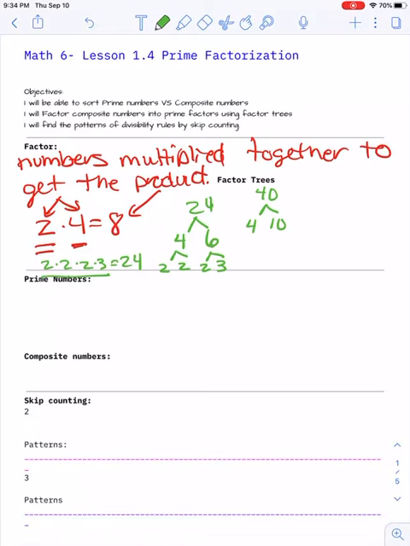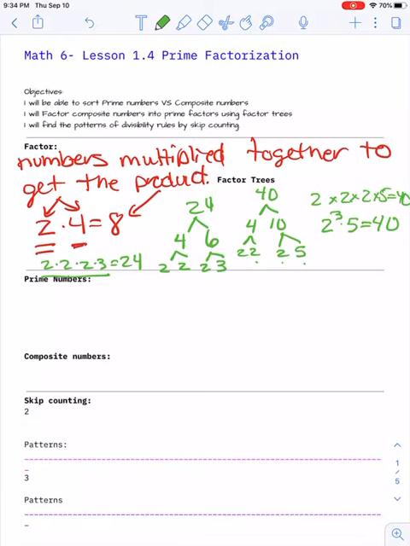If I were to make my branches longer on my 40, I could go 2 and 2 because 2 times 2 is 4. I could go 2 and 5 because 2 times 5 is 10. 2, 2, 2, 5 are all factors of 40. 2 times 2 times 2 times 5 equals 40. Remember, our last lesson said that you could also write that as an exponent. 2 to the third times 5 equals 40. That's just a little review from last lesson.